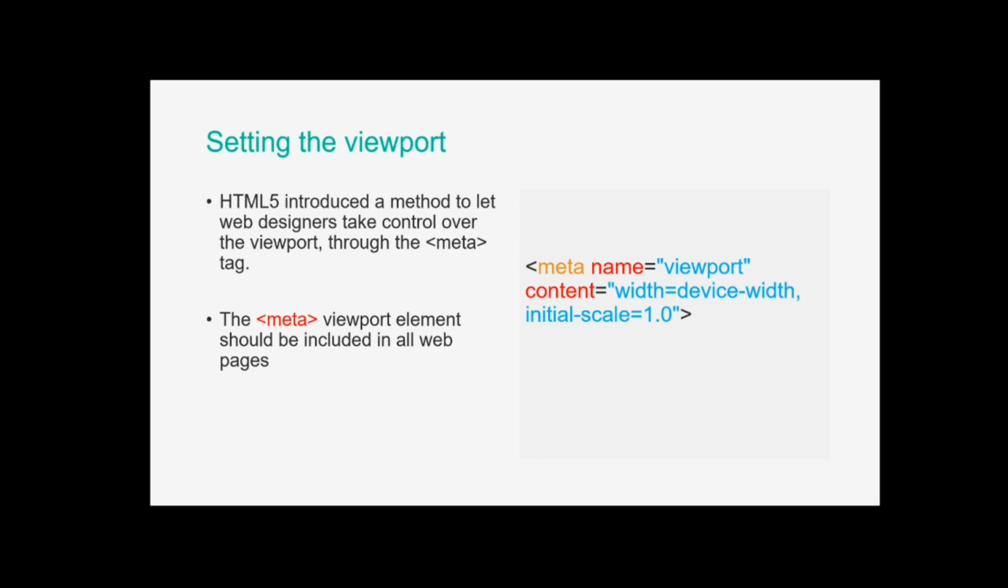As you can see in this code snippet, we have here the meta name equal to viewport and the content with the device width. That part sets the width of the page to follow the screen width of the device. So this will vary depending on the device, and we also have the initial scale equal to 1.0. This part sets the initial zoom level when the page is first loaded by the browser.